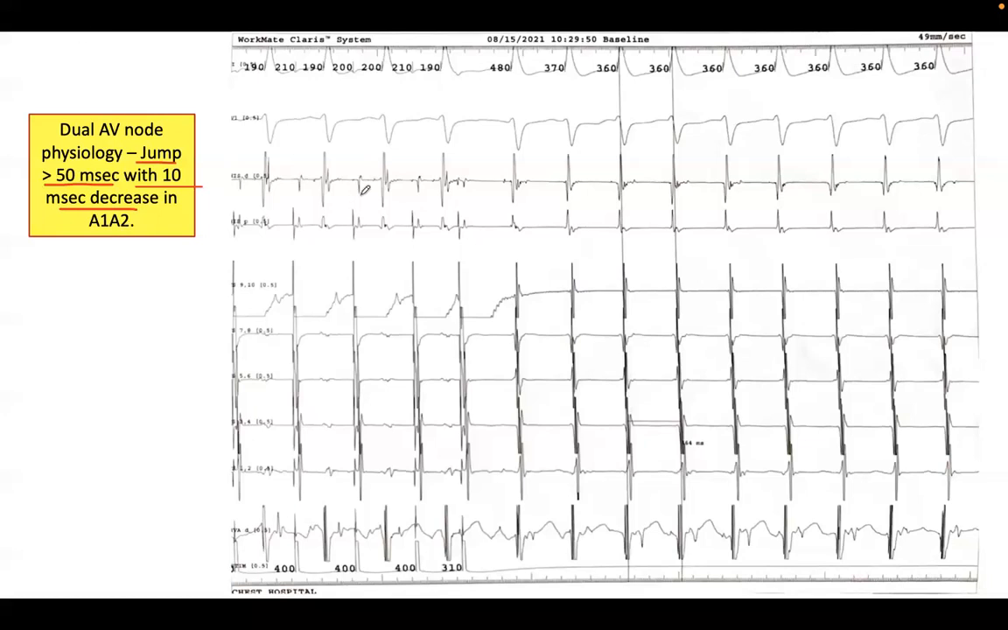I'm not showing you the previous beats because I do not want to take forever. That's your A, that's your His, that's your V. You're pacing the A. Okay, A H V, and then you pace A, and then you see definite prolongation of the AH interval. HV remains the same, QRS remains the same, and then you get a tachycardia that is short RP or long RP tachycardia.